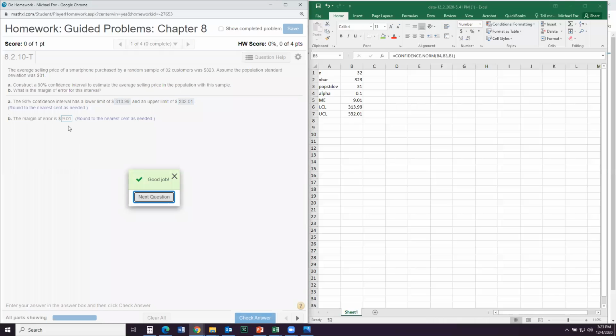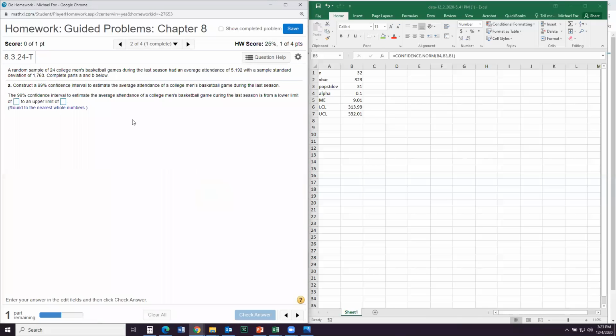That's it. So there is a formula, and if you want to try the formula, maybe it'll help you understand the interrelationship of things better, you can. But the confidence.norm function works really well. So on the next question, it's really similar, but now it's a random sample of 24 college men's basketball games, had an average attendance of 5192, sample standard deviation of 1763. So the only difference is that we have the sample standard deviation rather than the population standard deviation.